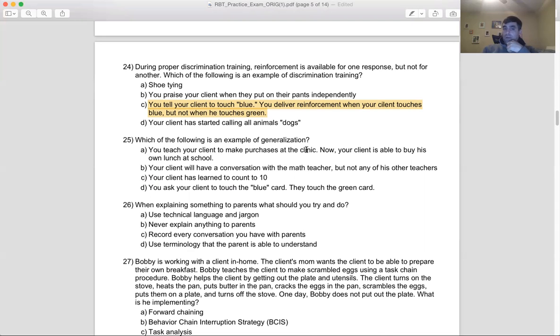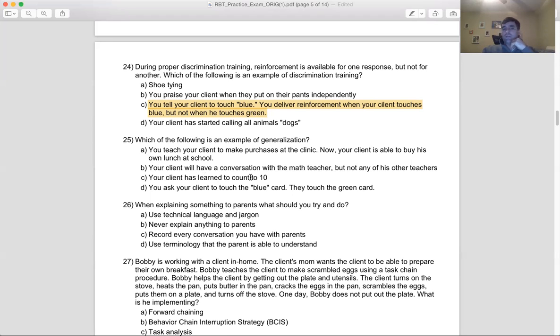This looks pretty good, right? We have the training environment and then an untrained environment. And then we have responses of making purchases that has generalized to this second location. A looks good. Let's try B. Your client will have a conversation with the math teacher, but not any of his other teachers. Is this generalizing? So maybe he was taught to have a conversation with the math teacher, but now he can't do it anywhere else. That is not generalizing. If you can only do it in one scenario, it hasn't been generalized, so B is out.